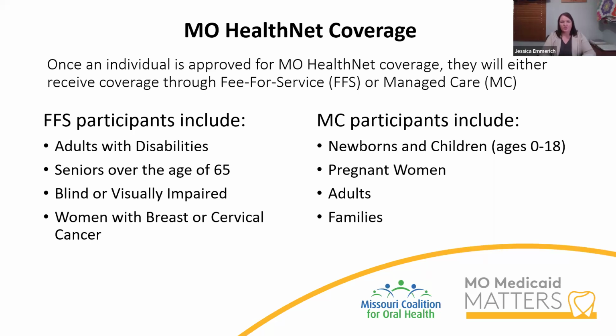They're divided into two groups. The fee-for-service MoHealthNet participants are adults with disabilities, seniors over the age of 65, blind, visually impaired, or women with breast or cervical cancer. Everyone else, newborns, children, pregnant women, adults, families, they receive their services through a managed care plan. We'll kind of dive into what's covered for which participants. In the fourth session, Decoding the Codes, we'll go through the actual coverage for the participants.